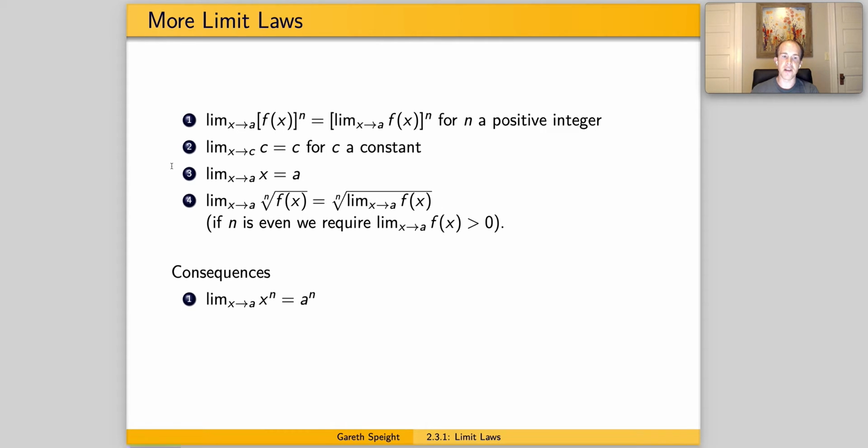Okay, and there are a couple of consequences if we combine these rules together. So for instance, if we combine 3 and the power rule, we get that the limit as x tends to a of x to the n is a to the n.